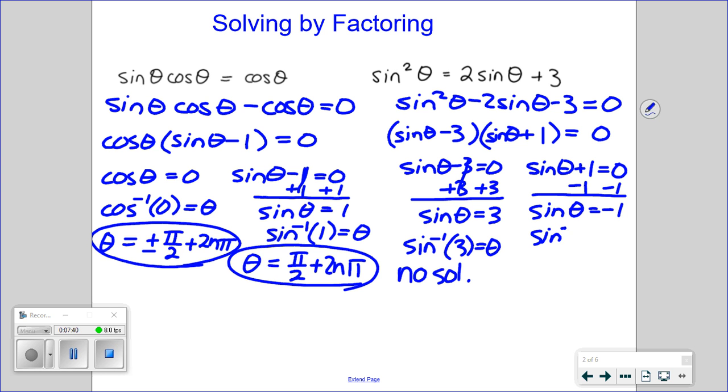Use your inverse, and then think to your unit circle. Where is sine equal to -1? Well, that is actually at negative pi over 2 plus 2n pi. Okay, so that's factoring. It's pretty similar to how we have factored with other equations. You want to set it equal to 0, factor your left side, set each factor equal to 0, and then just solve each equation separately.